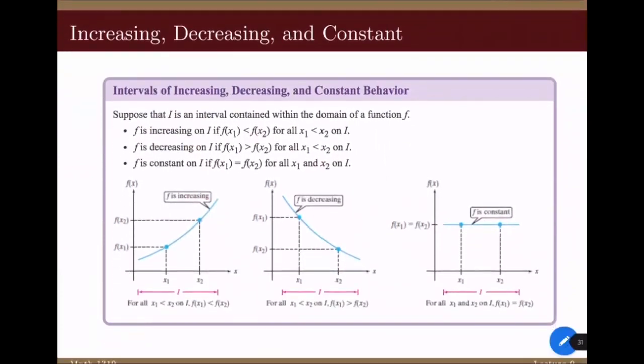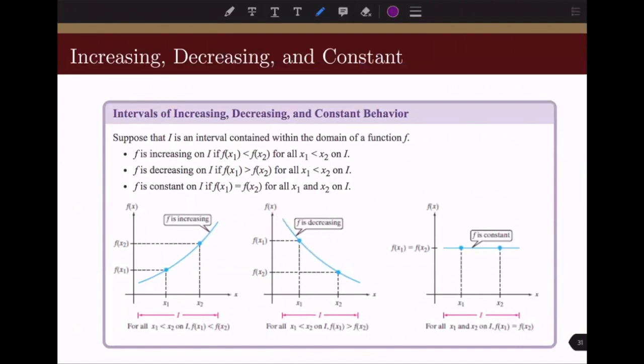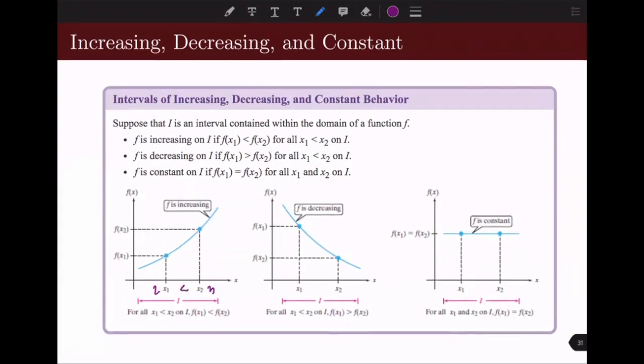Increasing, decreasing, and constant functions. So a function is increasing if f of x1 is less than f of x2, provided that x1 is less than x2. Now what that means is if I have something like, let's say this was 2 and this was 3, right? So 2 is less than 3. That means their corresponding y values, f of 2 needs to be less than f of 3. And that means a function is increasing.